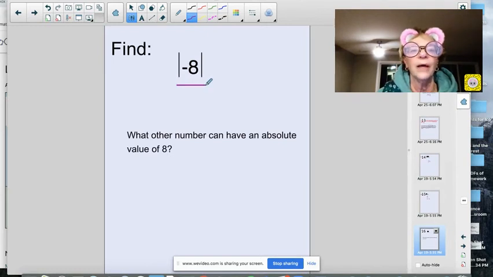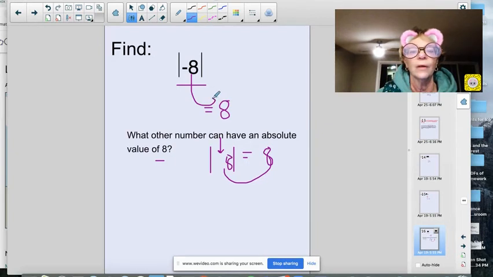What's the absolute value of 8? I'm sorry, of negative 8? What? It's 8. But what other number could have an absolute value of 8? What else could I have put in here that would come out and equal 8? Well, positive 8, right? Positive numbers come out and stay positive. Negative numbers come out and become positive.